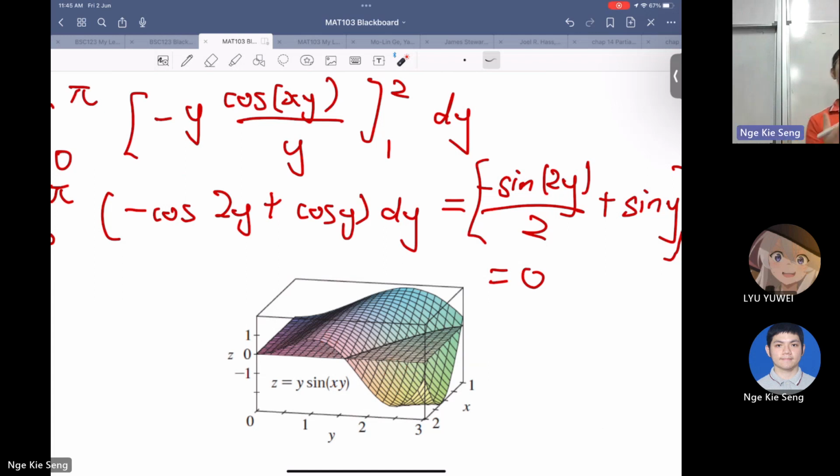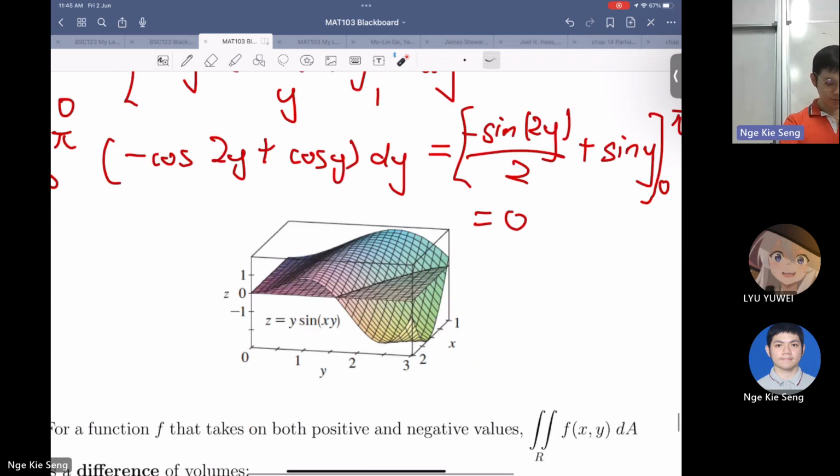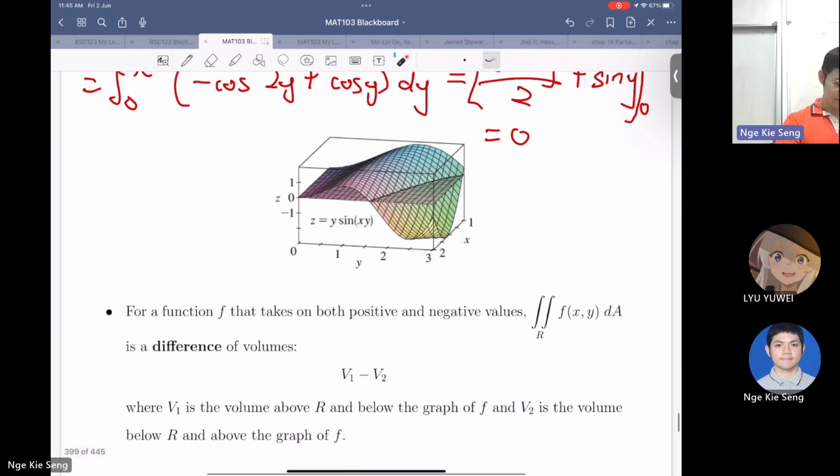This is similar to the area stuff we mentioned last time. So we need to modify this volume here. For a function that takes both positive and negative values, the double integral is actually the difference of the volumes V1 minus V2, where V1 is the volume above R and below the graph of f, and V2 is the volume below R and above the graph of f. So what you compute is the positive of the volume above the XY plane and the negative of the volume below the XY plane. In this case, they cancel out each other. Make sense?